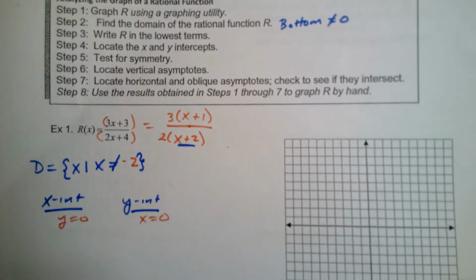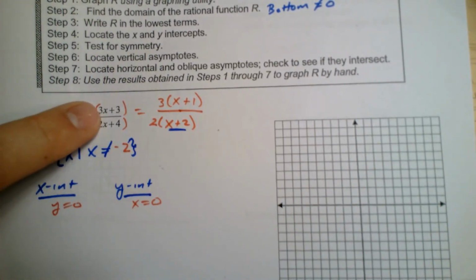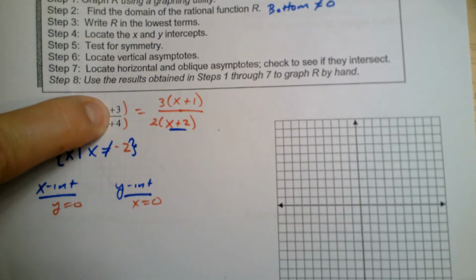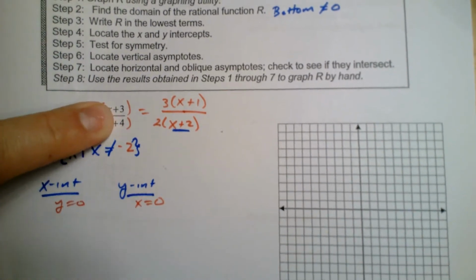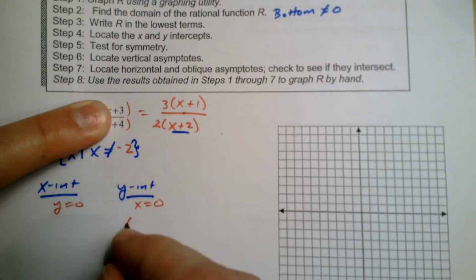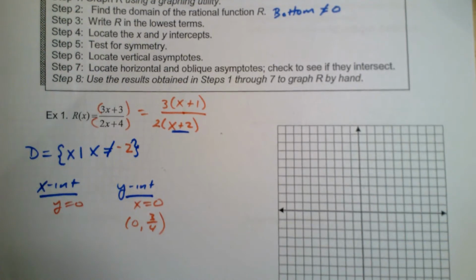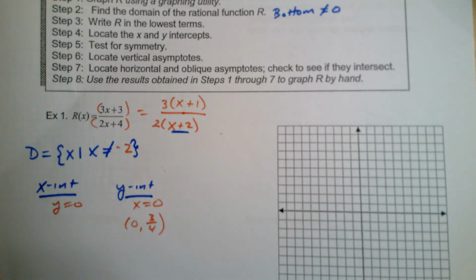Okay. The easy one to do is the y-intercept. The y-intercept, I can look at the original function and plug in 0 for x. And basically, I use the cover-up method. Anything that's an x, I cover up, and whatever's left as your constants, 3 and 4, is your y-intercept. So I get 0, 3/4.